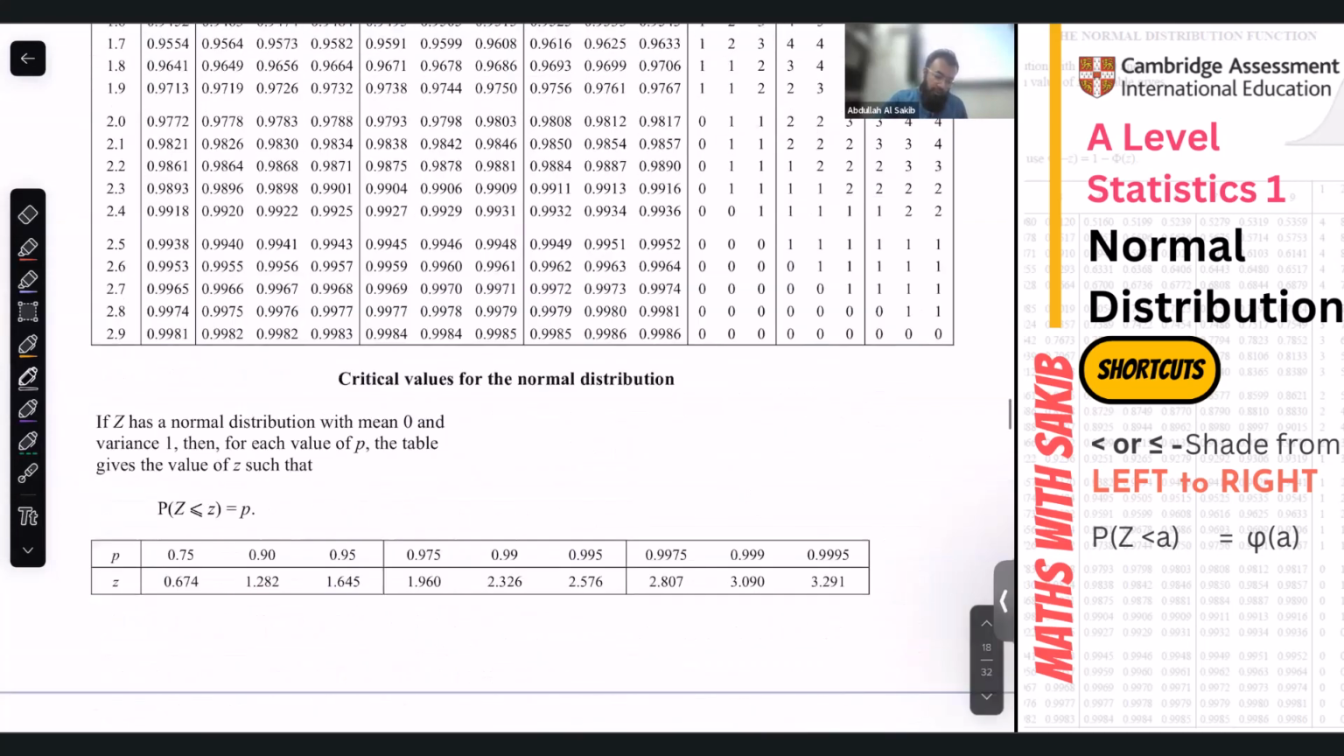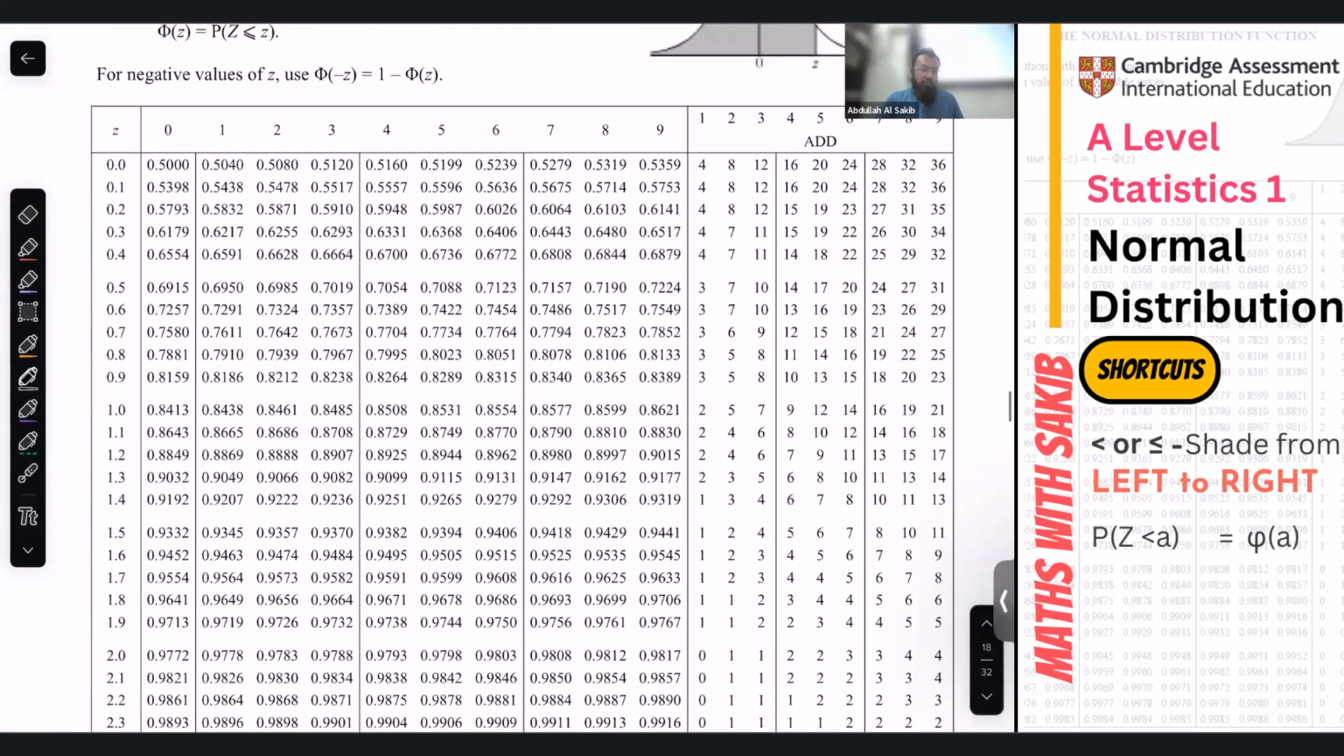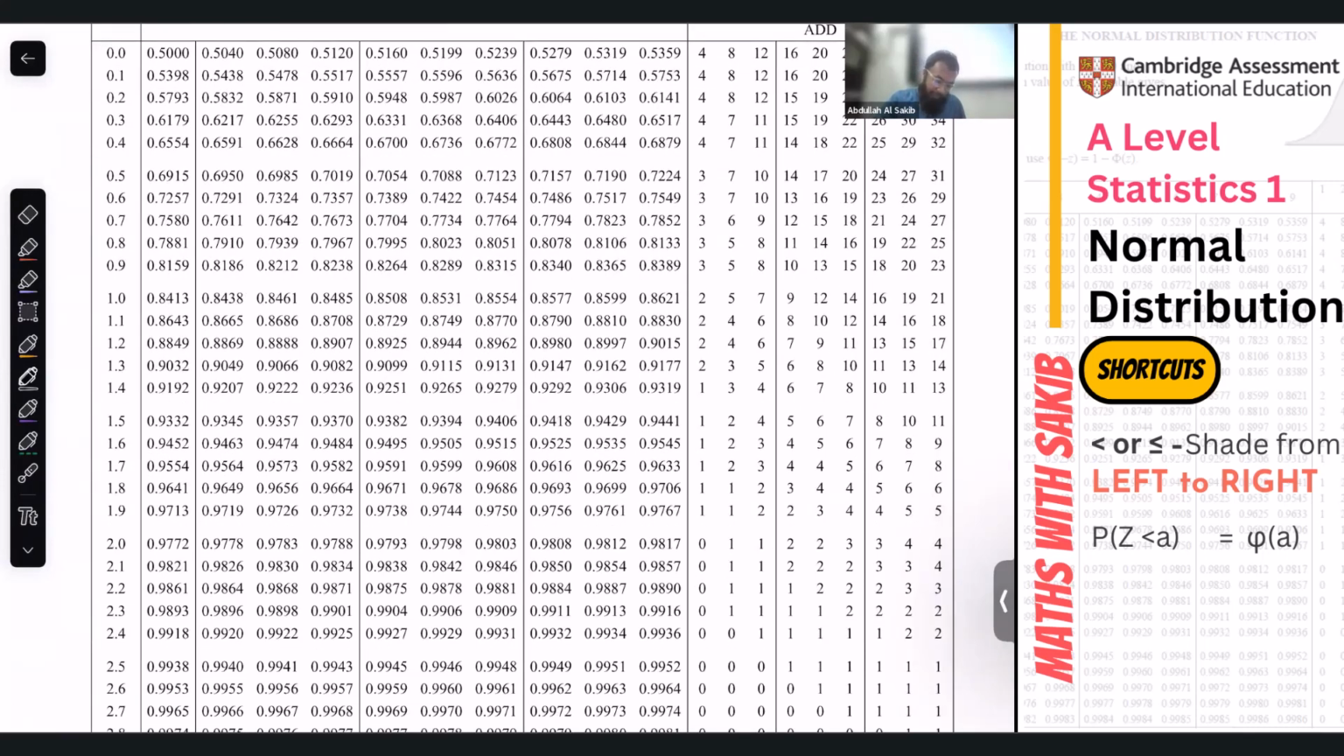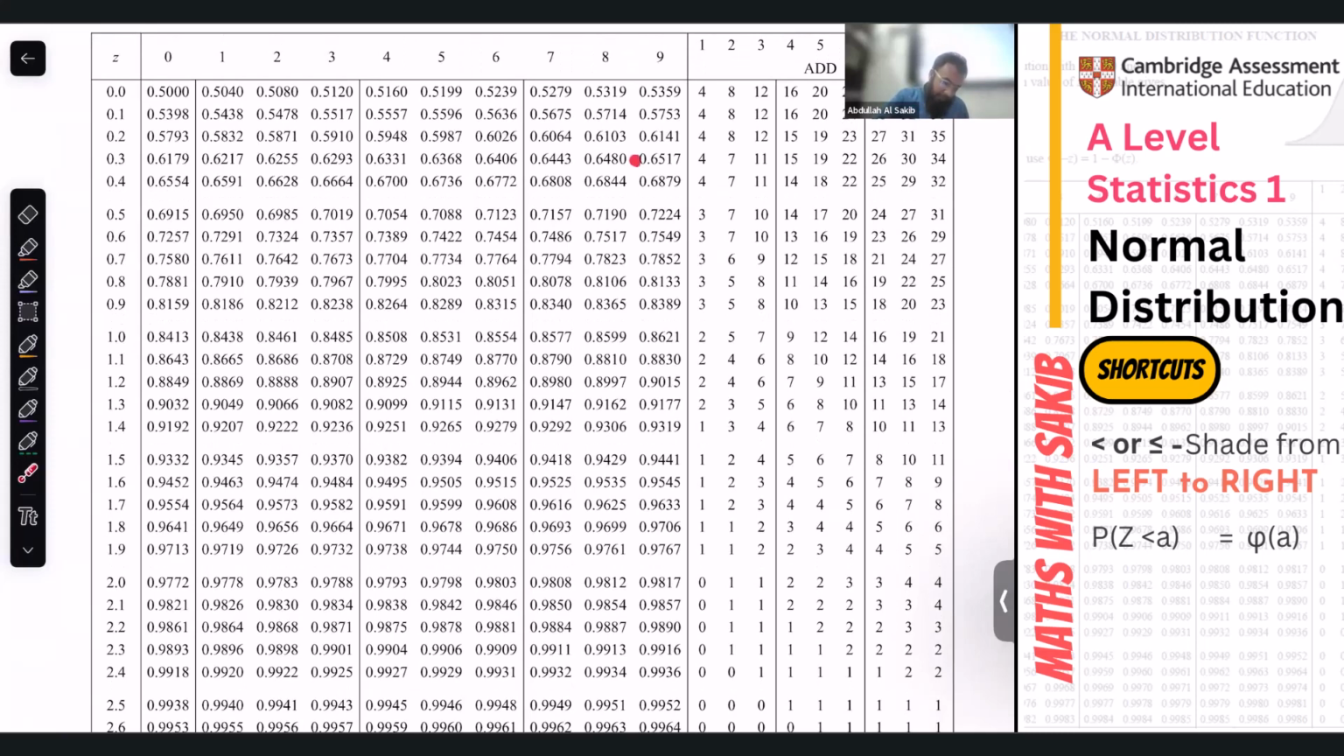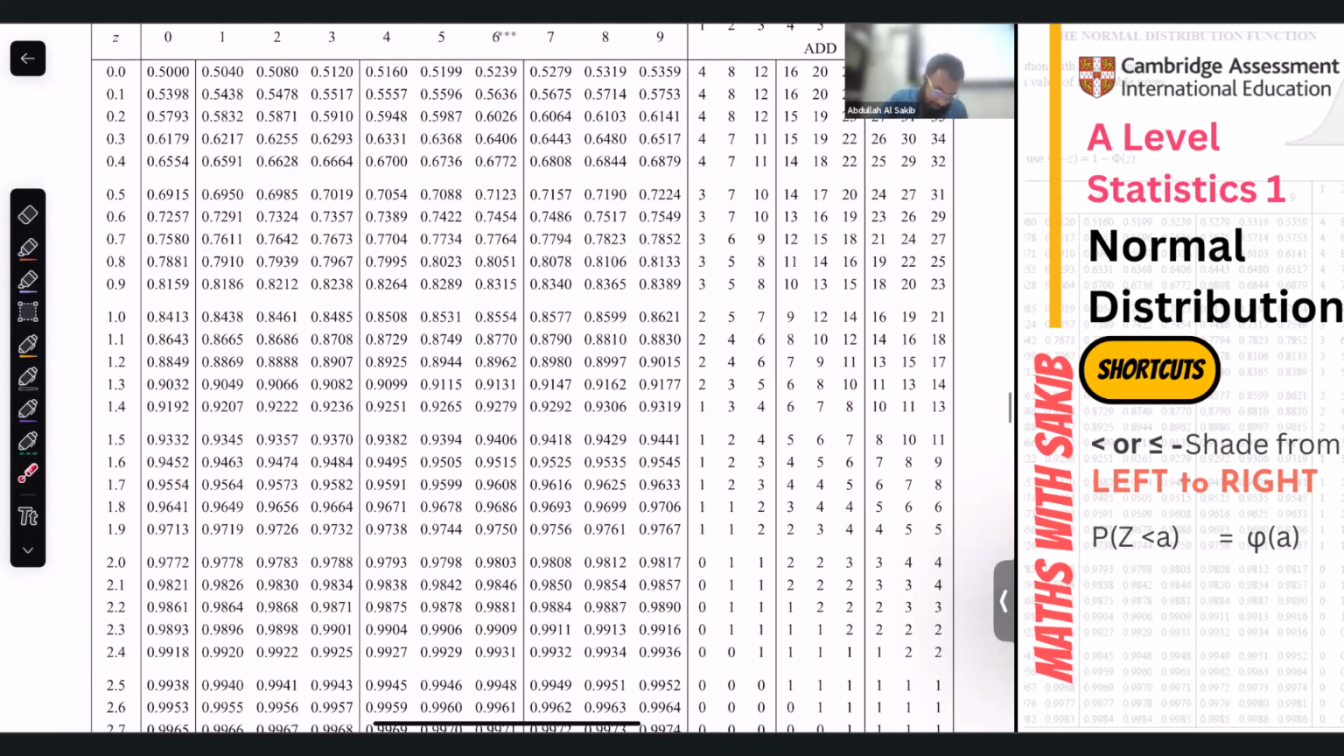So let's go to the probability distribution table and find out the probability from here. Where is 0.9087? So this is 0.9082, isn't it? How much do I need to add to make 0.9087? 5. So this is 0.9082, and I need to add 5.